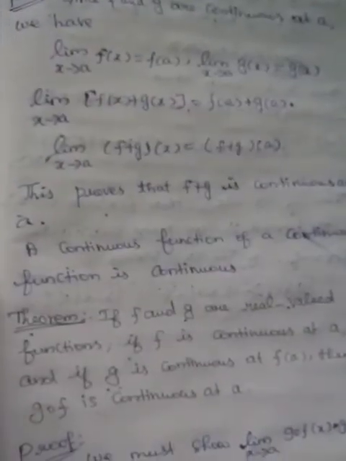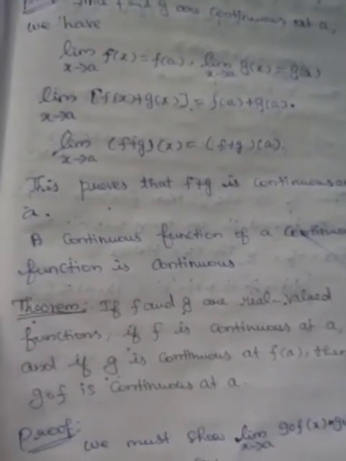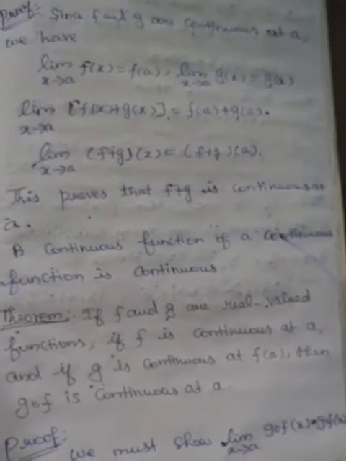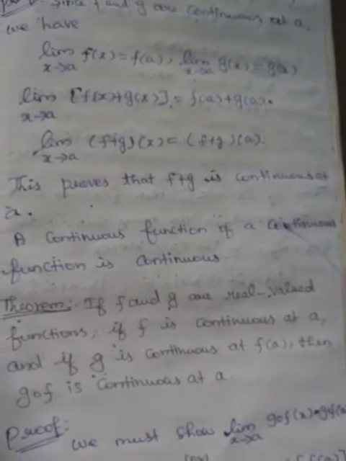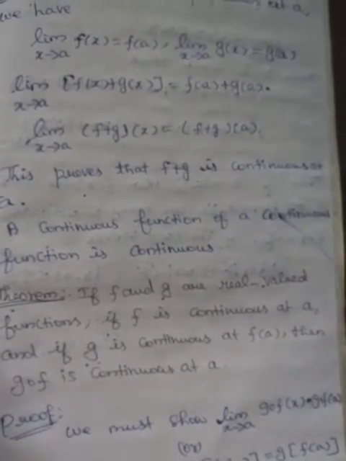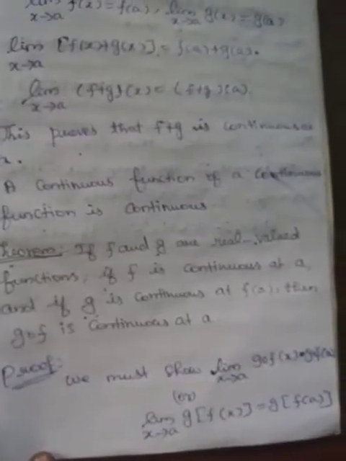Next we have to prove a theorem. If f and g are real valued functions, if f is continuous at a and if g is continuous at f of a, then g composite f is continuous at a. Proof: we must show limit as x tends to a of g composite f of x equals g composite f of a, or limit as x tends to a of g of f of x equals g of f of a.